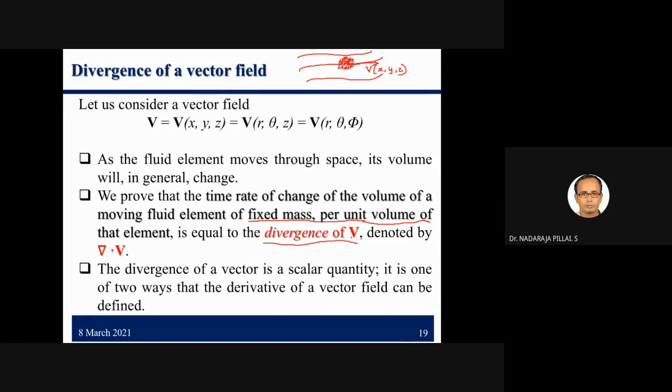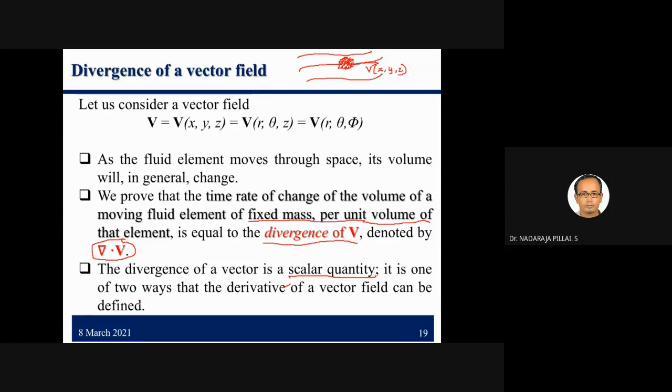So it is a wonderful information. Change in volume of a fluid element can be represented as divergence of V. Divergence of V is nothing but the change in volume of the fluid element, right? So here we can represent the divergence, right? So divergence of a vector is a scalar quantity that we need to note, right?